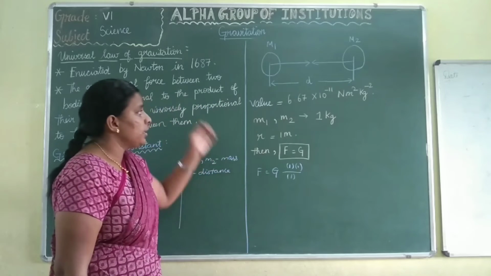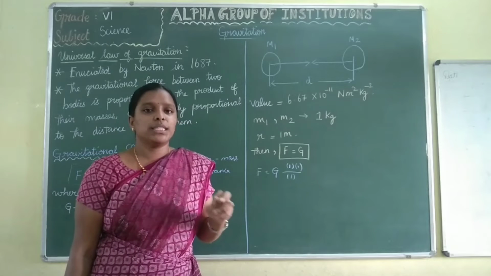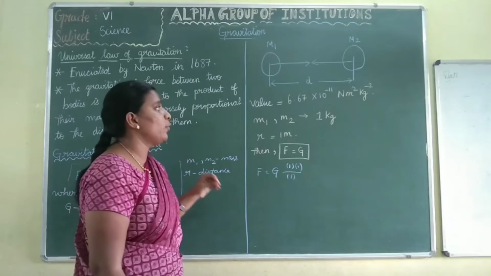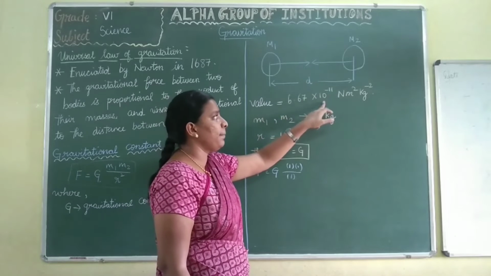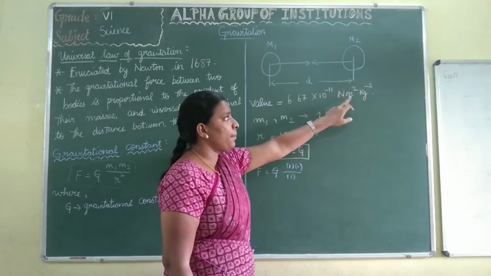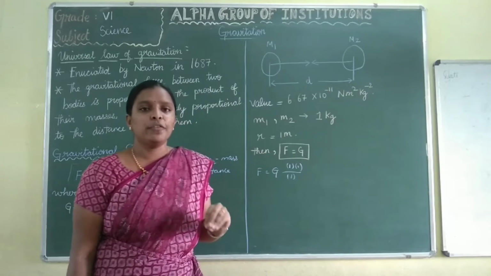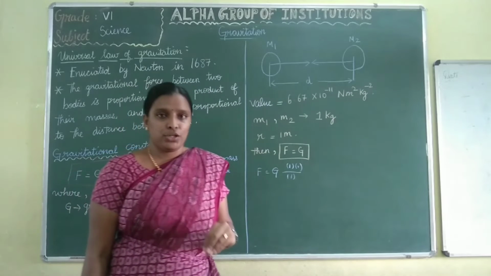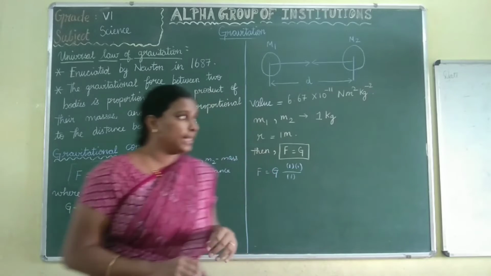Okay, so this is what the universal law of gravitation says. We need a constant value to derive the universal law of gravitation. For that I am going to take a constant, 6.67 into 10 power minus 11 Newton meter square per kg square. So this is the value of the gravitational constant. Okay, till then it is clear. Let me go through what I said before.